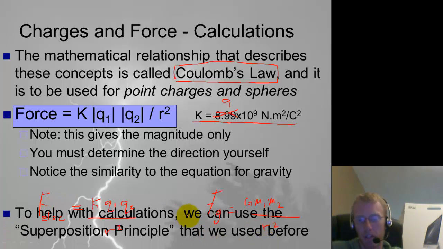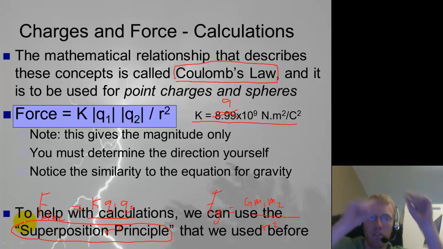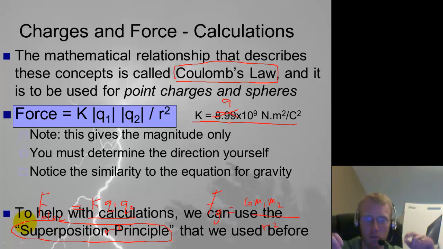Okay, I said to help with calculations we can use the superposition principle. If you've forgotten what that is, all the superposition principle means is that if you have multiple forces acting all at the same time, you can calculate each one completely individually and then do the vector sum at the end. So you might have 3 or 4 charges all spread out. You can find the force between charge 1 and 2, 1 and 3, 1 and 4, 1 and 5, and get all those different forces and then add them up as vectors to figure out the overall net result.